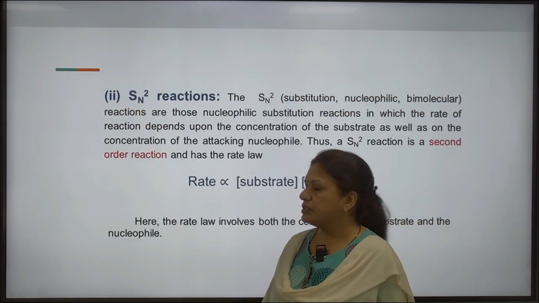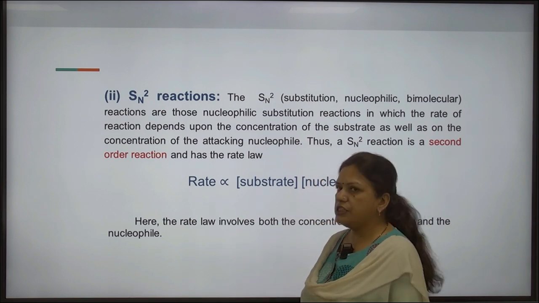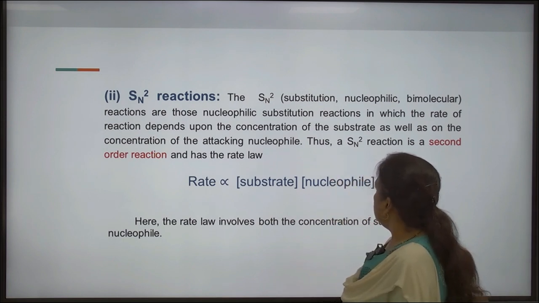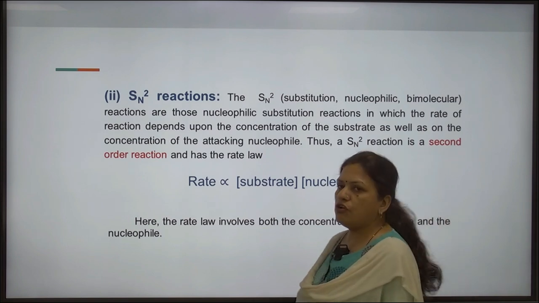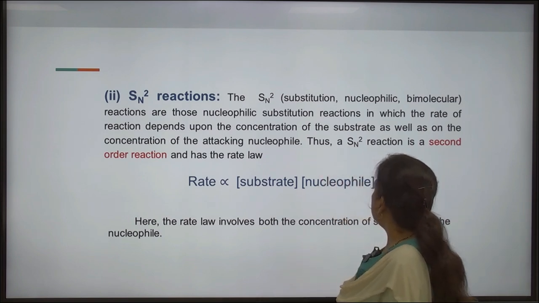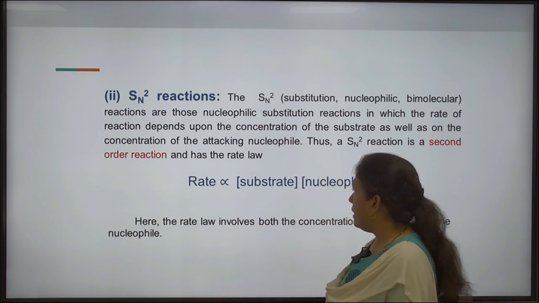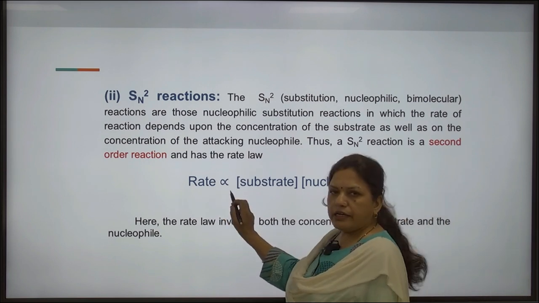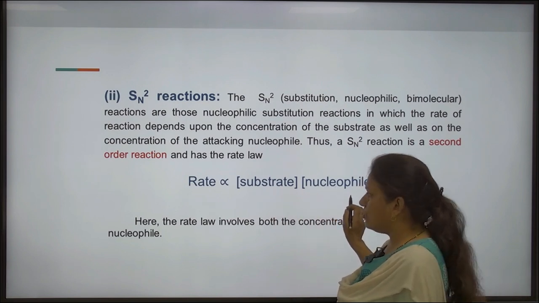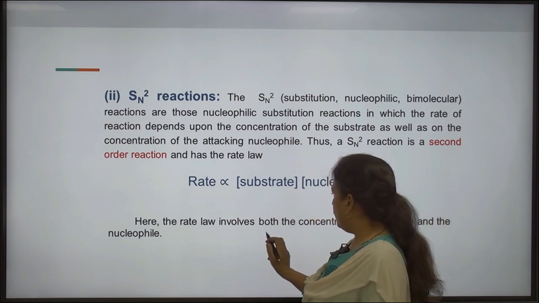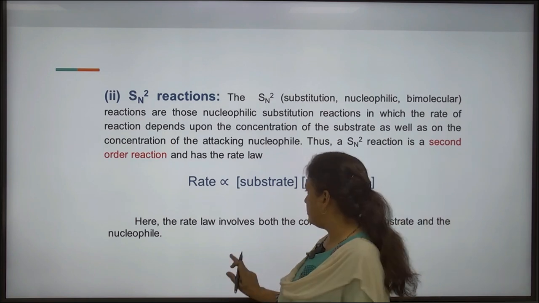SN2 reactions. In SN2 reactions, the rate of reaction depends upon the concentration of the substrate as well as on the concentration of the attacking species. Thus, the SN2 reaction is a second order reaction and has the rate law: rate is directly proportional to the concentration of substrate and the concentration of nucleophile. Here, the rate law involves both the concentration of substrate and the nucleophile.